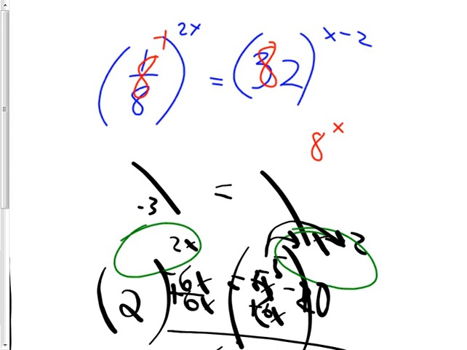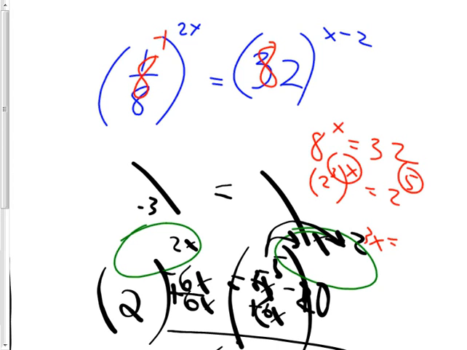I'll show you. 8 to the something has to be 32. Do you get how I can now kind of think it through and make two common bases out of this thing now? And then I could say, oh, that's 2 to the 3rd to the x has to equal 2 to the 5th. And so then 3x has to equal 5.